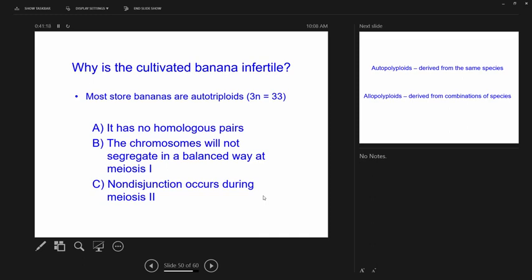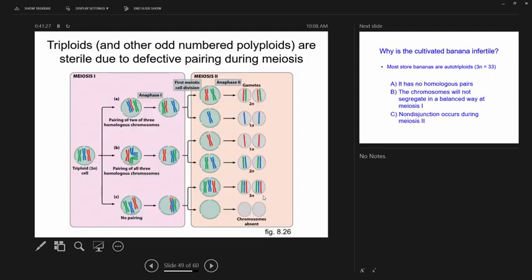So let's go through them and say true or false and why for each one. Let's go back and look at this first. What's going on here? What did I say is wrong when you have 3 or 5 or 7? There's not an even number of chromosomes, so what happens at meiosis 1? They don't segregate properly. The even ones pair up, and there's always one left over.